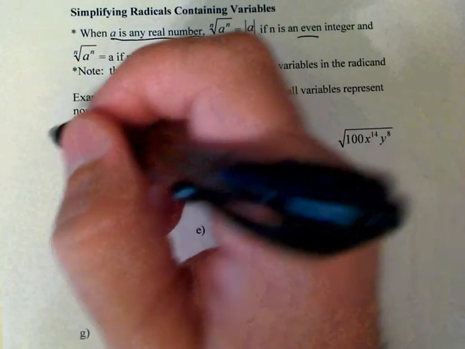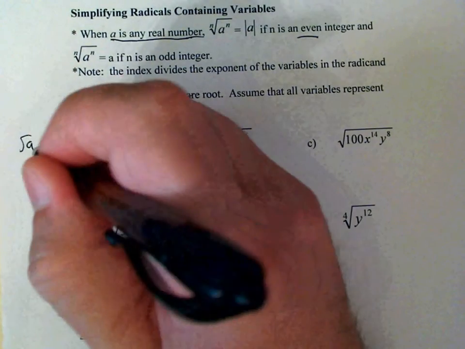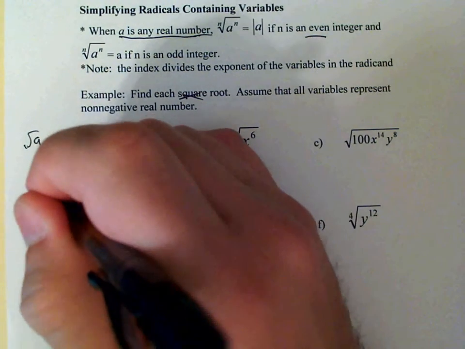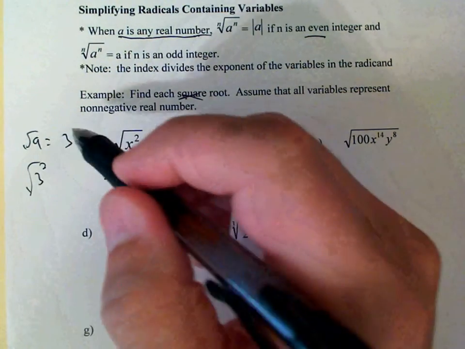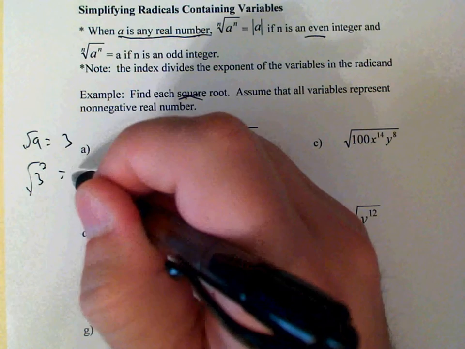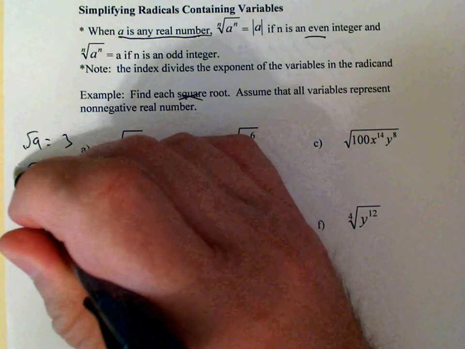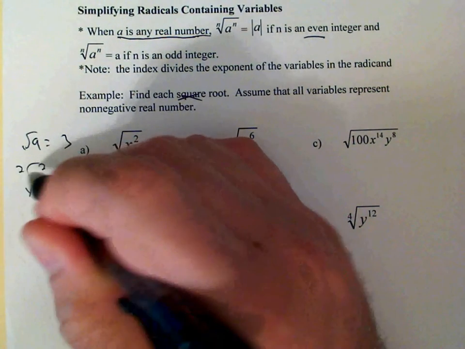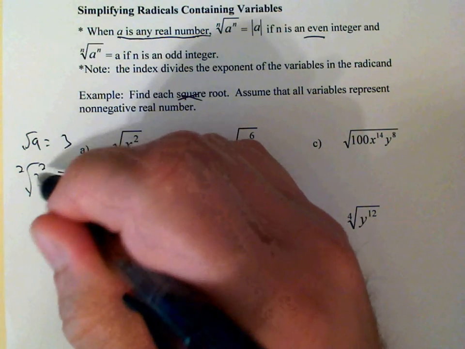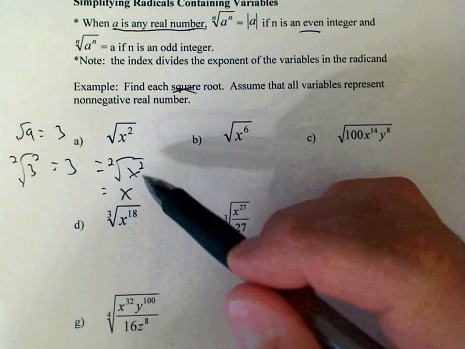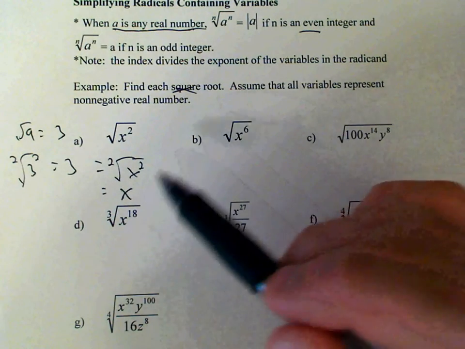For example, the square root of 9 is 3, but did you know 9 is the same as 3 squared? And so if 9 is the same as 3 squared, and square root of 9 is 3, the square root of 3 squared is also 3. What that's basically saying is that the number exponent divides out with the index. 2 divides into 2, and it gives us a positive x, because we're assuming that the variable is already non-negative.